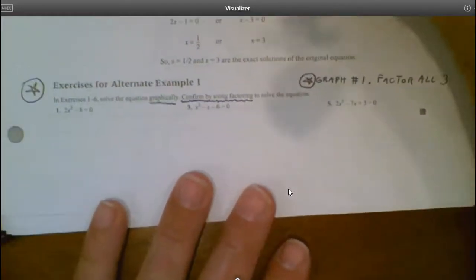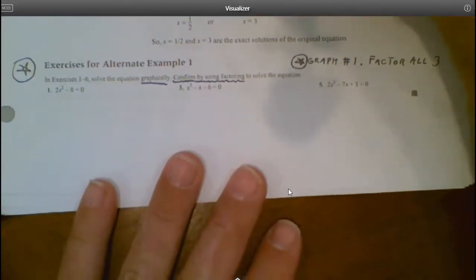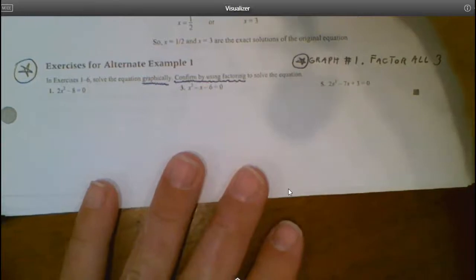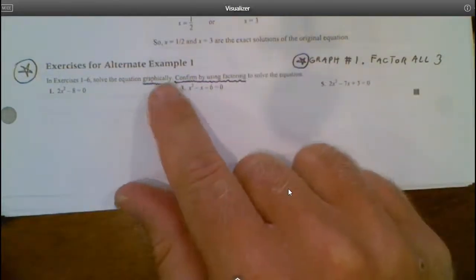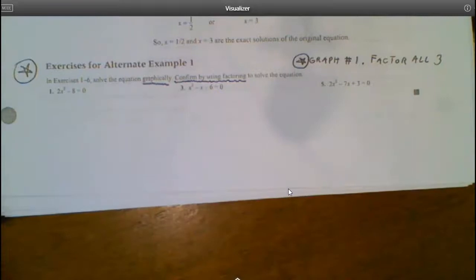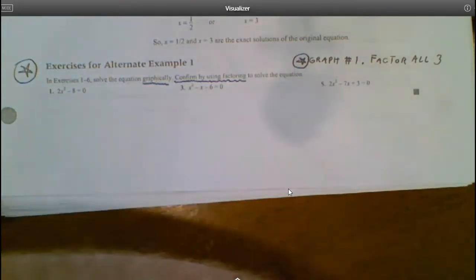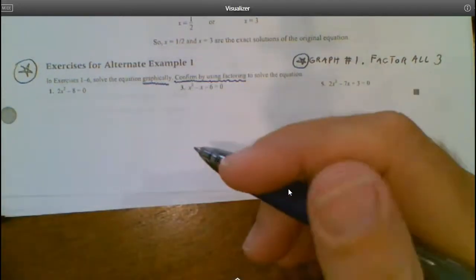So they do want us to do some factoring as well. So we are going to solve graphically. We're just going to confirm those answers by doing a little factoring. So make sure you always follow those directions. If the book says to, or homework says to do something like that, make sure that you do both.